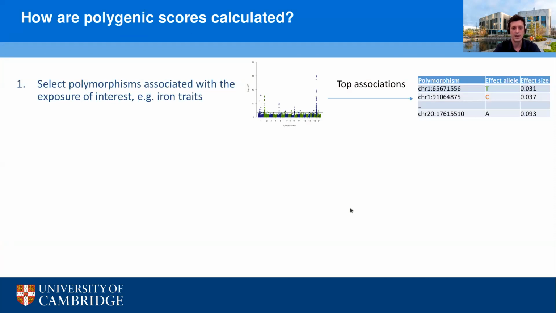And how are they calculated? Just to get an idea of what they really mean. First of all, we select the polymorphisms associated with the exposure of interest. For example, iron traits, in our case, is the same image that I showed a few slides ago. And we take the top associations from our genomic study.